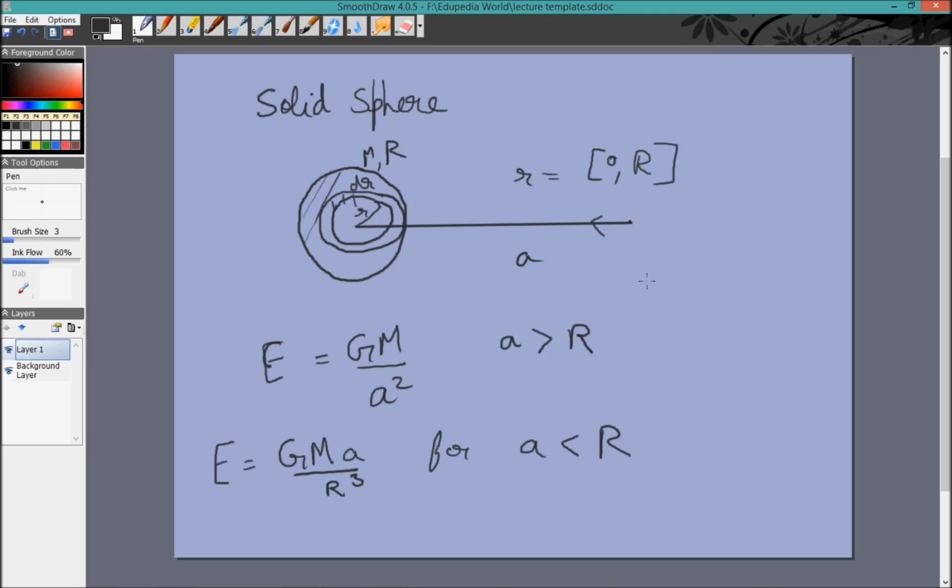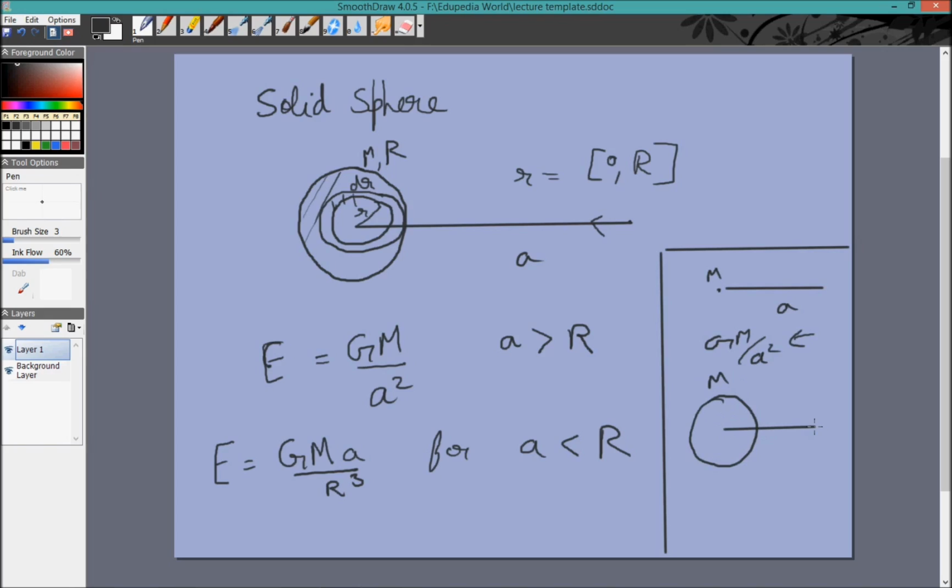Let's look at the first one first. That is again a remarkable result which we saw for the hollow sphere as well. If we have a small particle of mass m and we want to find the gravitational field at distance a away, it is GM by a square towards the left. If we have a solid sphere of mass m and we want to find the gravitational field at distance a away, again it is GM by a square towards the left for a solid sphere as well. That means to calculate the gravitational field due to a solid sphere, you can just concentrate all the mass of the sphere at its center and assume it to be a point particle, right?